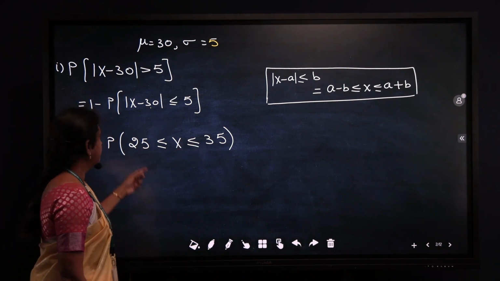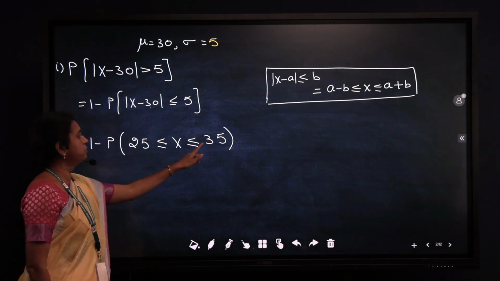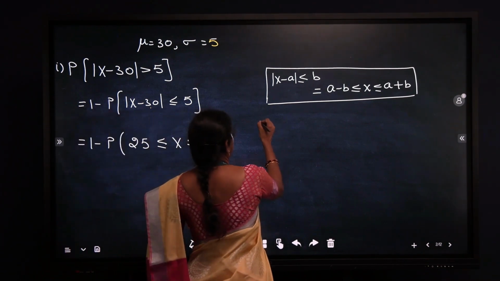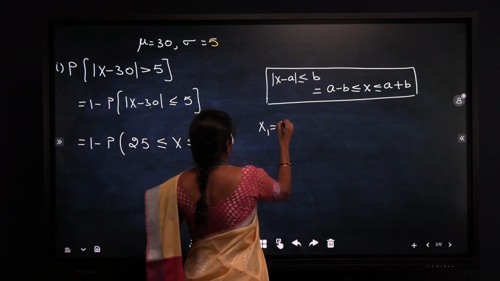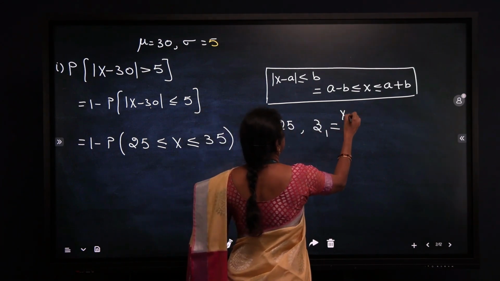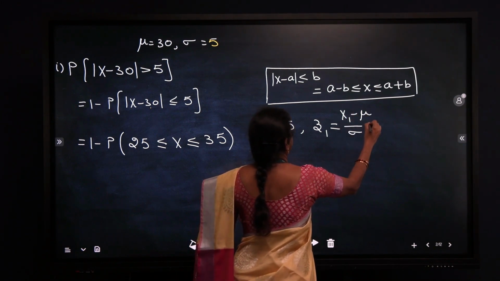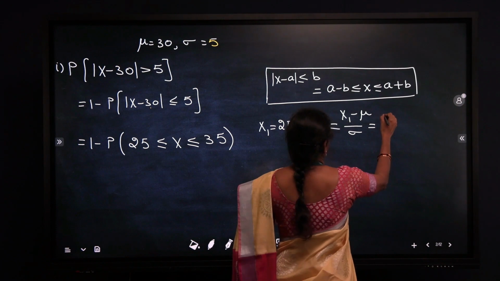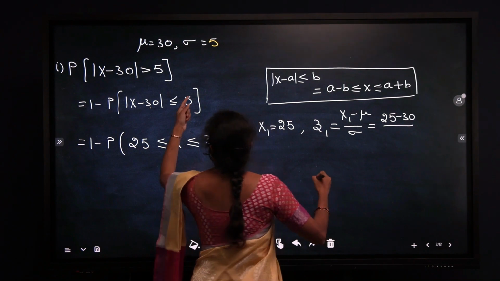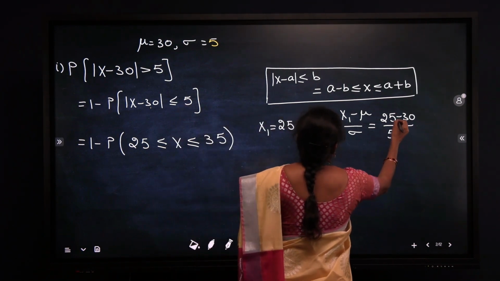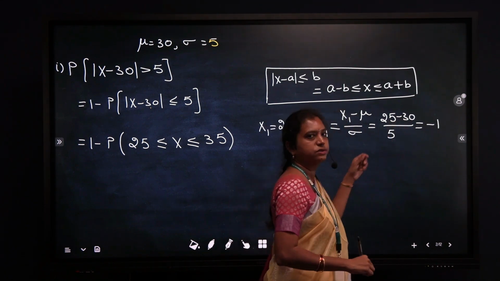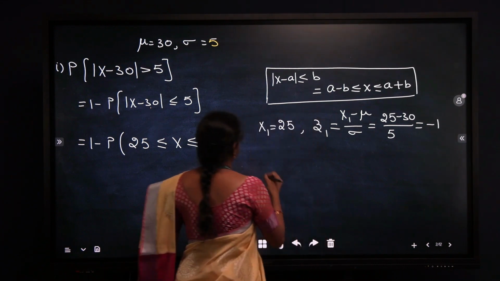As discussed in the first bit, here also we have two values, x1 is 25 and x2 is 35. If I take x1 as 25, then the corresponding z1 value will be x1 minus mu by sigma, which is 25 minus 30 by, and sigma value is 5. So this will be equal to minus 5 by 5, which is equal to minus 1. Right? 25 minus 30 is minus 5. Minus 5 by 5 is equal to minus 1.